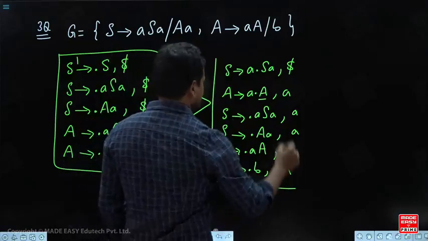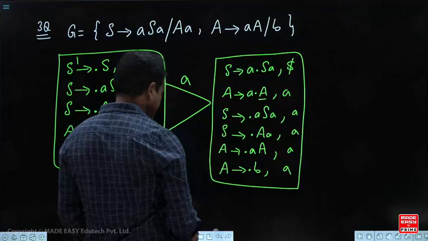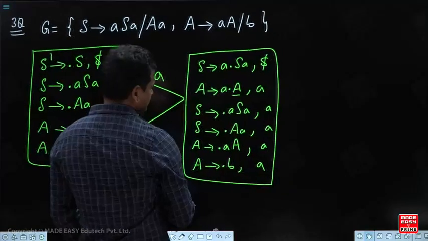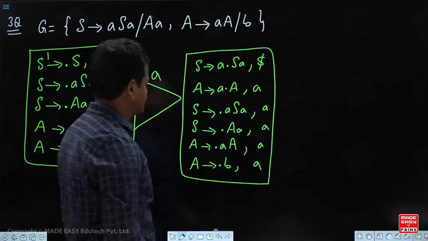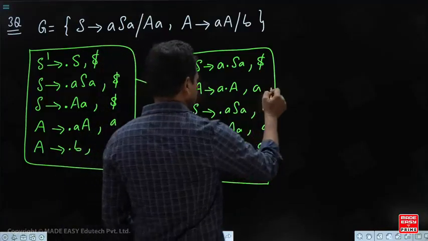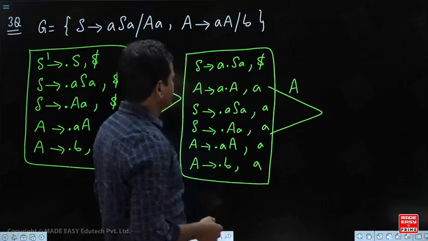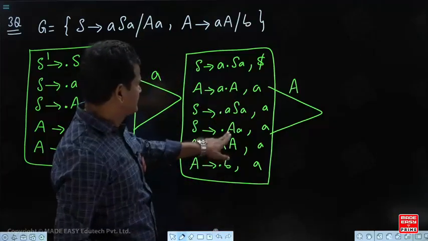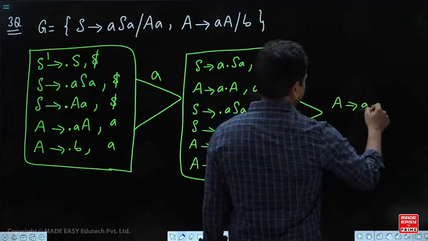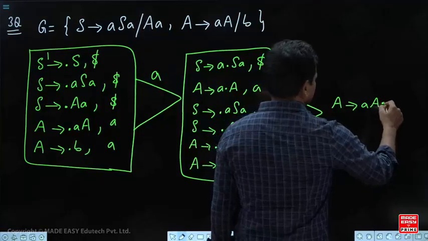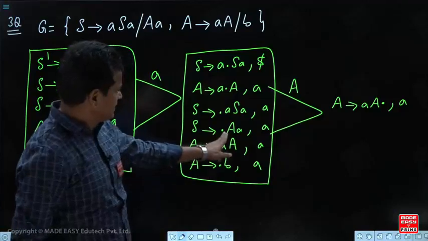Now anything else? That's it. Until you get the final item, we don't get any conflict. So here no final item. Then, yes, have you identified these two capital A's? Here the shift symbol is capital A, here also the shift symbol is capital A. You just write the goto. What is the goto? Just move the dot. Now here also move the dot.